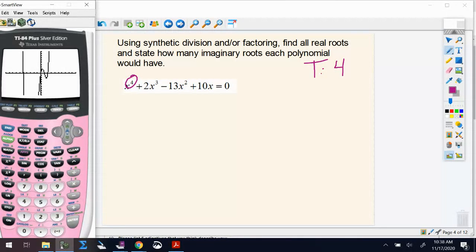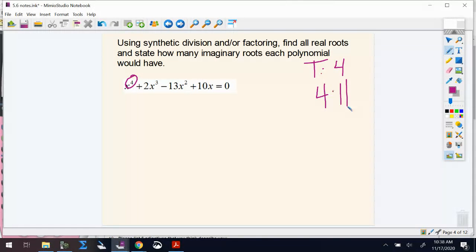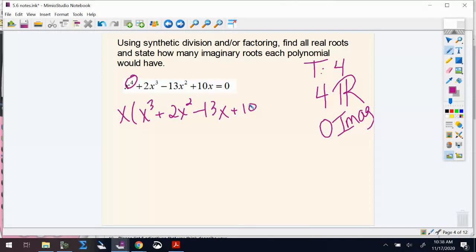If 4 times it crosses the axis, and I knew there were 4 zeros, that means all 4 of my zeros are real, meaning there are none left to be imaginary. So I'm going to make just kind of a little checklist off to the side when I start these. Now, the first thing I noticed with this one is every single term has an x. So I'm actually going to factor an x out, which leaves me with x to the third plus 2x squared minus 13x plus 10. That will give me one of my zeros, is that 0 is a 0.